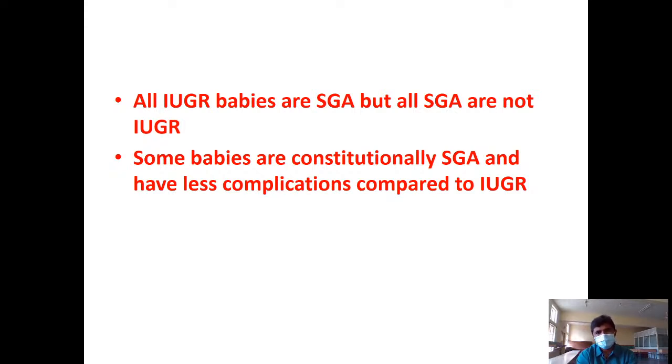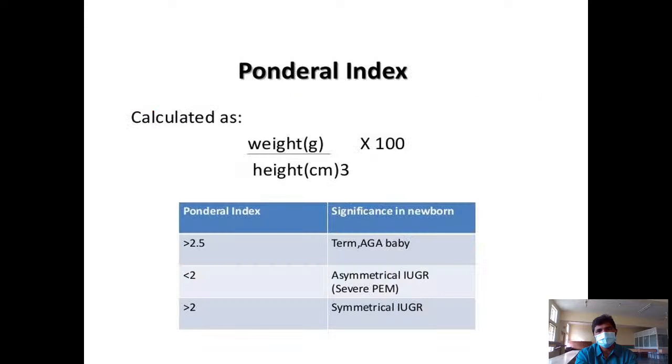If the parents are small, the babies will obviously also remain small for gestational age. So when you go back to the history, even the baby's mother and father might have been small for gestational age. Like constitutional short stature and constitutional delayed puberty, on similar terms it is a constitutional SGA. So if the father and mother were SGA, then obviously the baby will also be SGA. Babies who have constitutional SGA tend to have fewer complications compared to an IUGR baby.